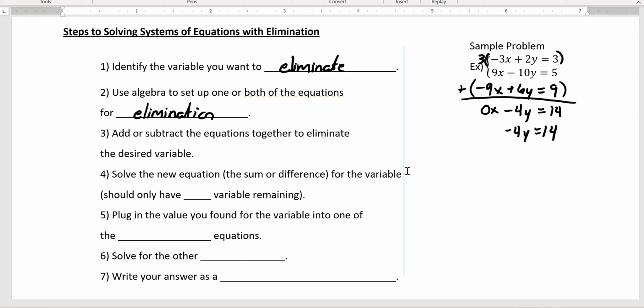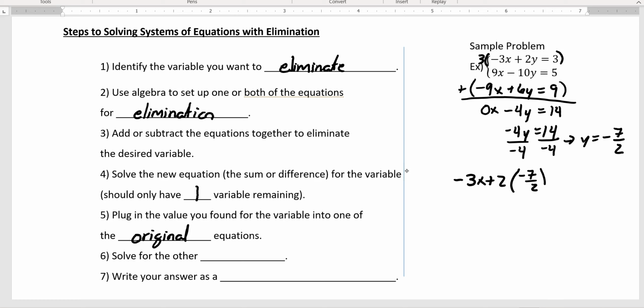And now what we're going to do is solve this equation. Notice we only have one variable remaining. So all I have to do is divide by negative 4, divide by negative 4. And I find that y equals negative 7/2. Now that I know that, I'm going to plug in that value, y equals negative 7/2, into one of the original equations. Let's do it in the top equation here. So negative 3x plus 2 times negative 7/2 equals 3.